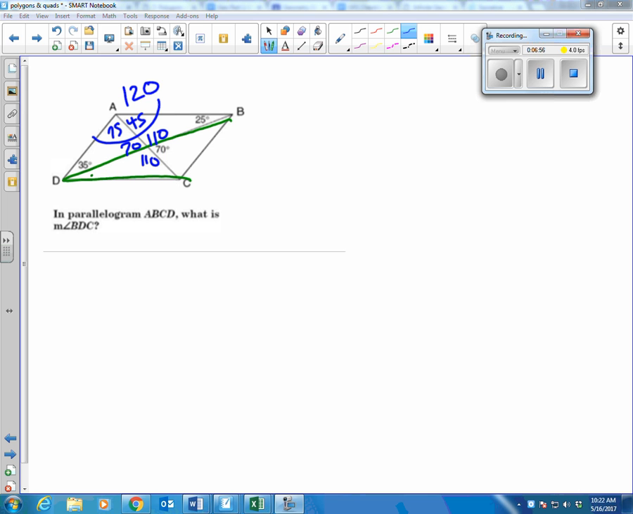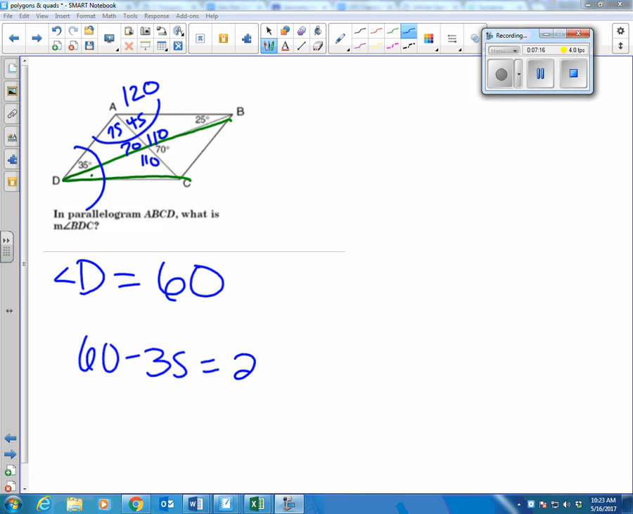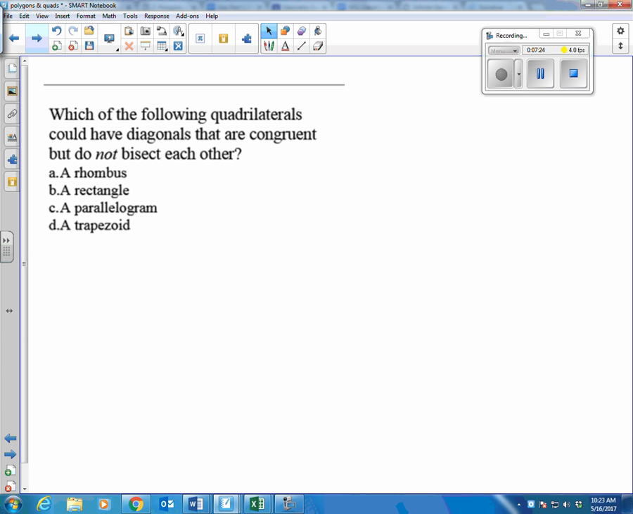Now, that whole angle there and this whole angle there are consecutive interior angles, so they have to add up to 180. So if this angle A up top is already 120, then angle D altogether has to be 60. But if I know that piece of it is 35, then I do 60 minus 35, which is 25. So that makes this angle here 25 degrees. Okay, all right, next one.